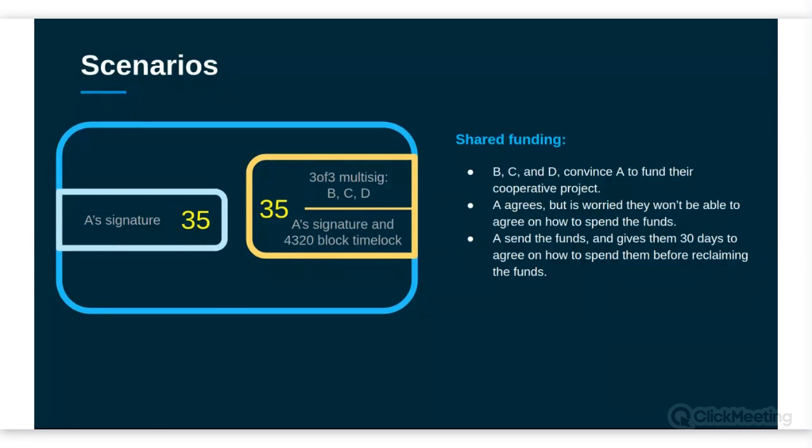And Alice says, okay, well, I'll do it, but you guys need to all agree on how the money gets spent. So Alice sends them the Bitcoins, but on the condition that if they can't agree on how it gets spent within 30 days, then Alice will take it back. So in this scenario, Bob, Carol, and Dave have 1 month to spend the Bitcoins. If they don't, Alice will be able to spend it. So again, 4,320 blocks, roughly 30 days.